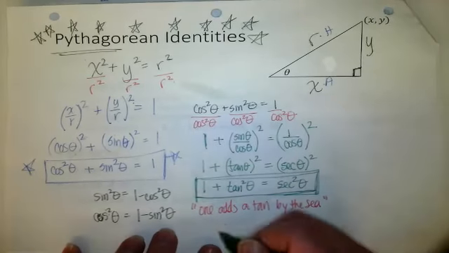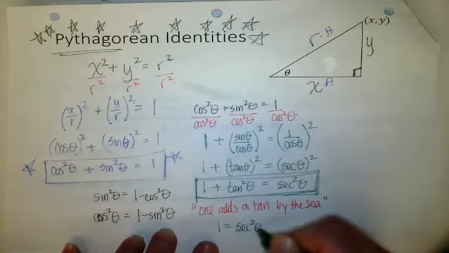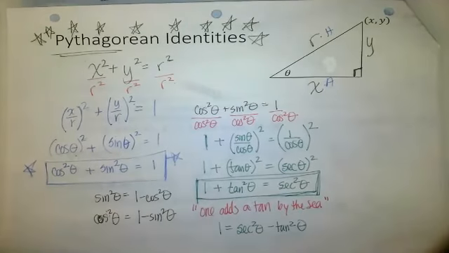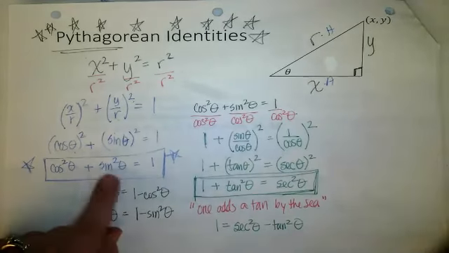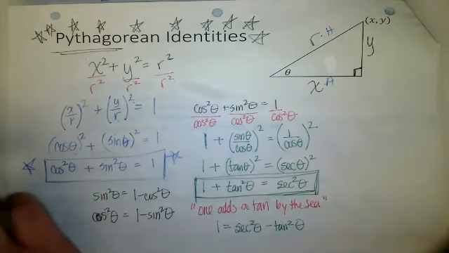Well, 1 is equal to secant squared theta minus tangent squared theta. So I can rearrange that one just like I did with the first one. 1 adds a tan by the C. That's how you remember that one. I have no special mnemonic for the first one. You just have to know that one. Okay. All right, but wait, there's more.